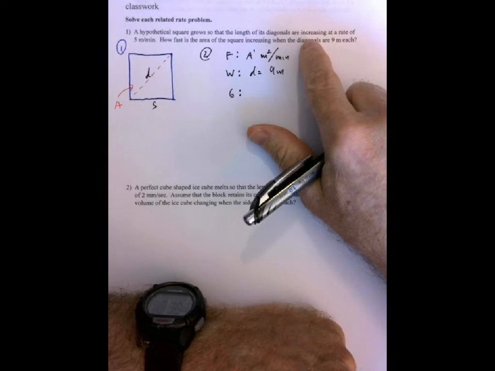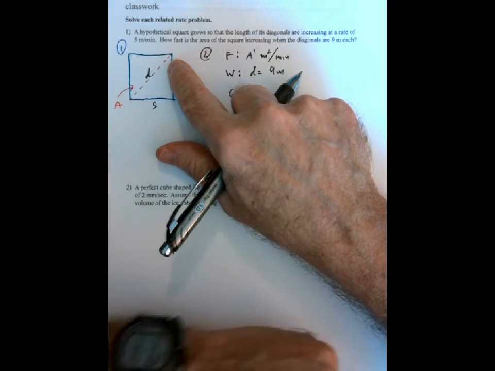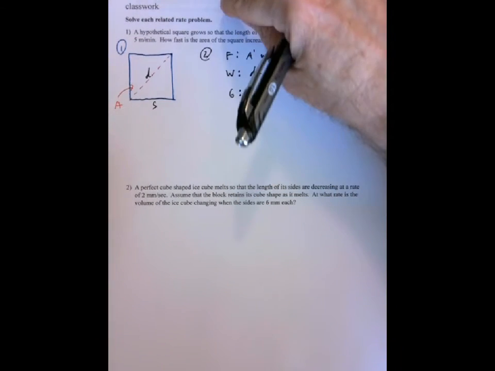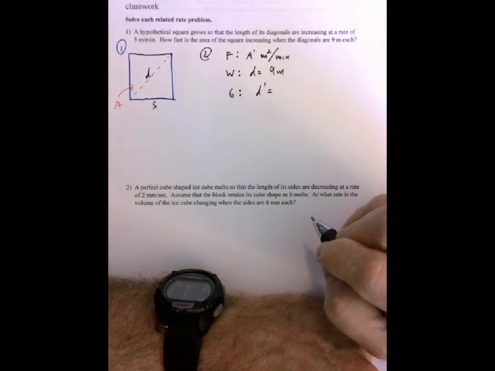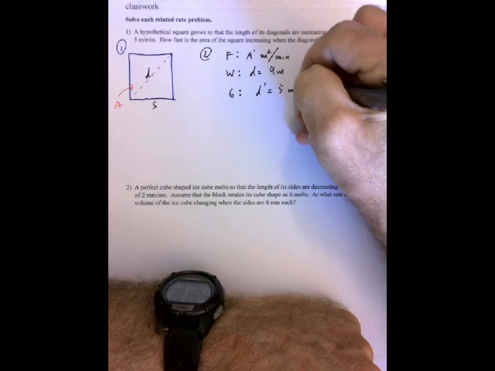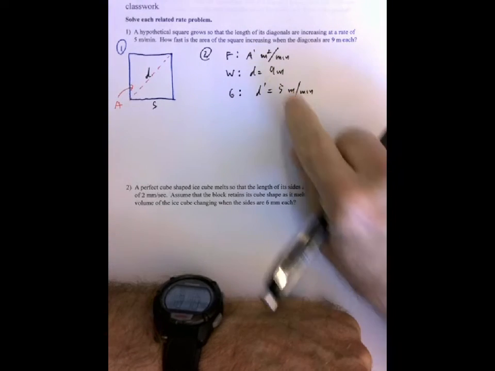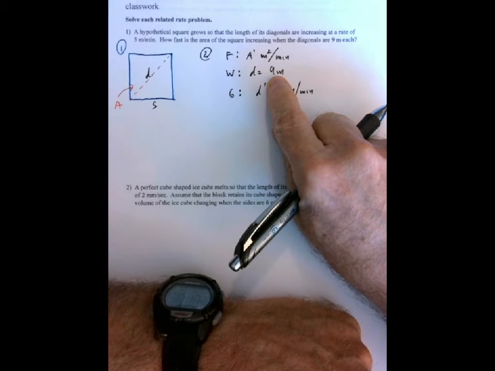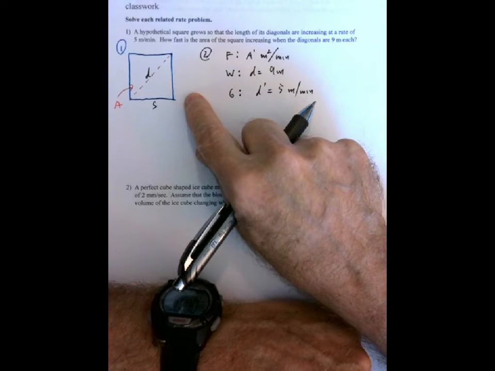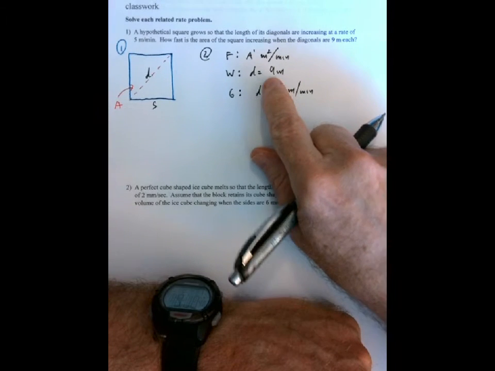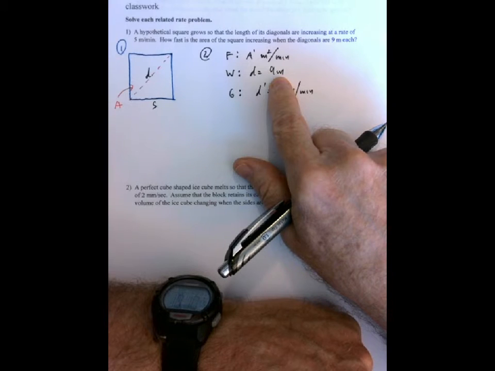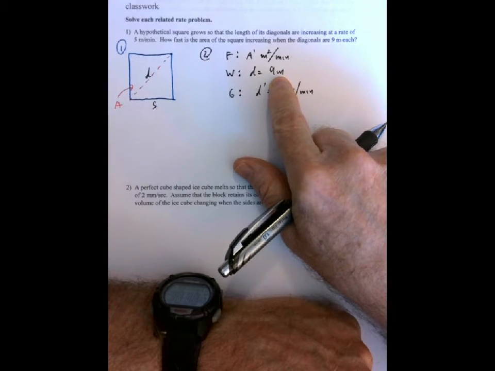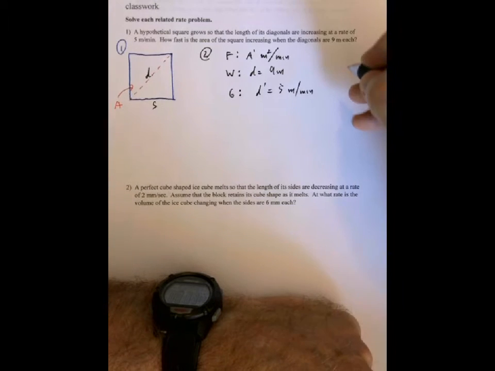It says that the length of this diagonal is increasing. That is, as the square gets bigger, the diagonal gets bigger. So the rate of change of the diagonal, D prime, is 5 meters per minute. So this is not a static quantity, because the square is getting bigger and bigger. We want to know what the rate of change of the area would be at the instant when the diagonal happens to be 9 meters. So this is what we're summarizing here.